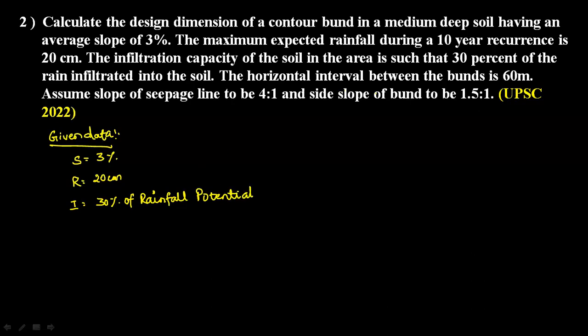So the horizontal interval between the bunds is 60 meter. Horizontal interval also given, h is equal to 60 meter. Assume the slope of seepage line to be 4:1. Seepage line is 4:1, as well as the side slope also given. Side slope is equal to 1.5:1. The 1.5 denotes z:1.